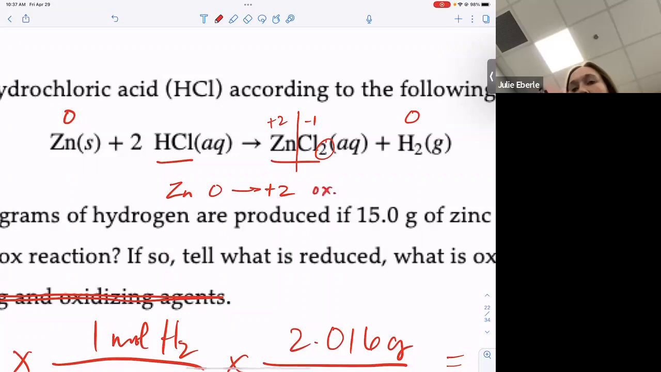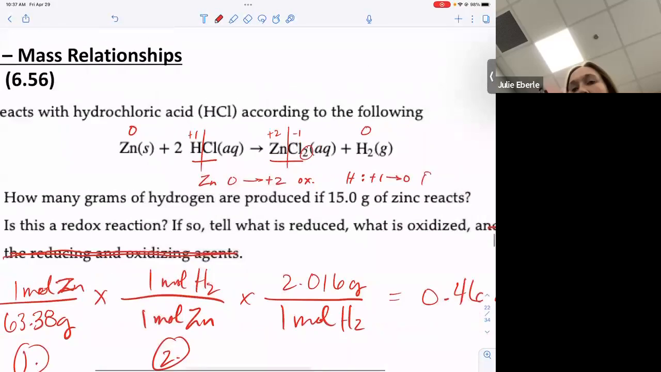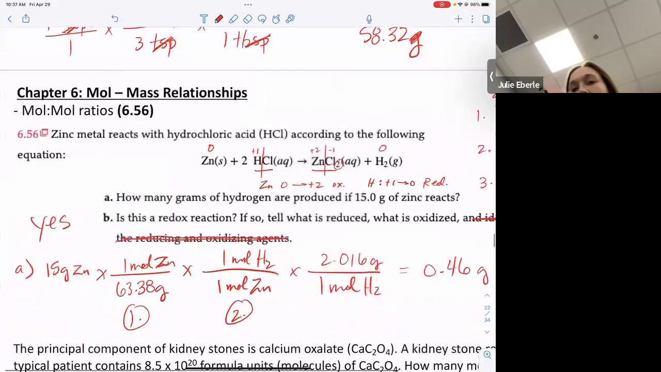Oxidized, that's right, Kendall. So hydrogen, real quick, we can look at that as a +1 becomes a 0. So hydrogen is reduced.